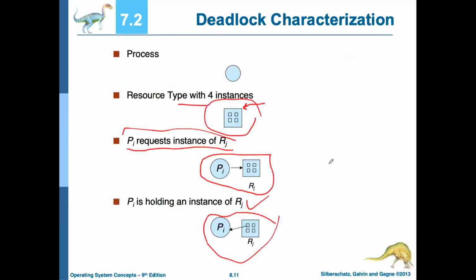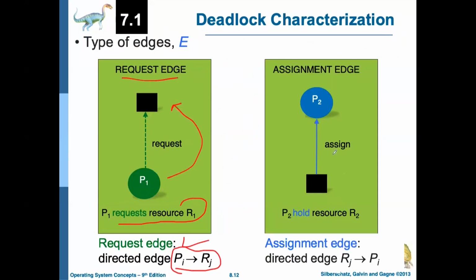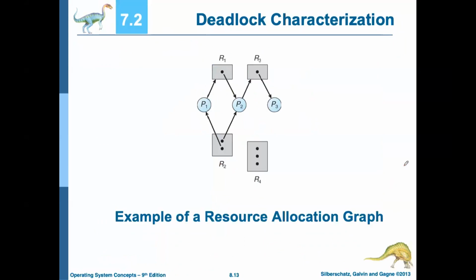All right. Next, the types of edges. We have this request edge: Pi requests this resource, for example P1 requests resource R2. So the request edge is Pi requesting resource Rj. And then this one is for the assignment edge, similar, right? Okay, very clear. And then an example of resource allocation.